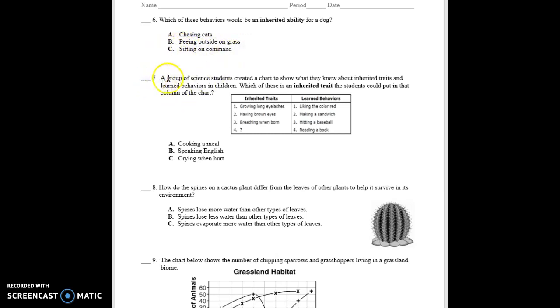Number 7. A group of science students created a chart to show what they knew about inherited traits and learned behaviors in children. Which of these is an inherited trait the students could put in the column of the chart? Inherited traits: growing long eyelashes, having brown eyes, breathing when born. Learned behaviors: liking the color red, making a sandwich, hitting a baseball, reading a book.